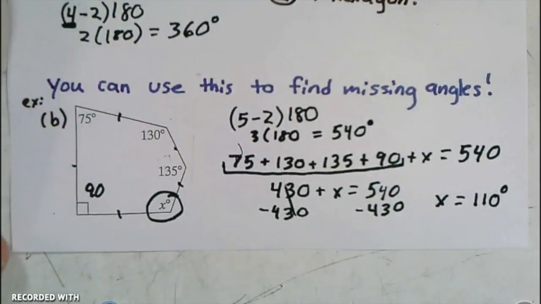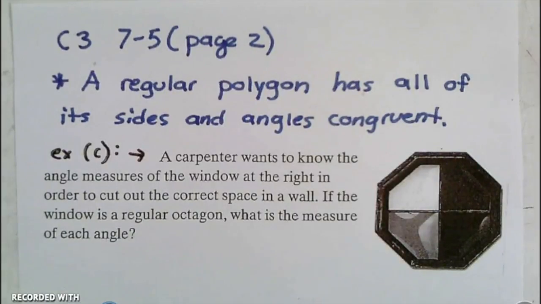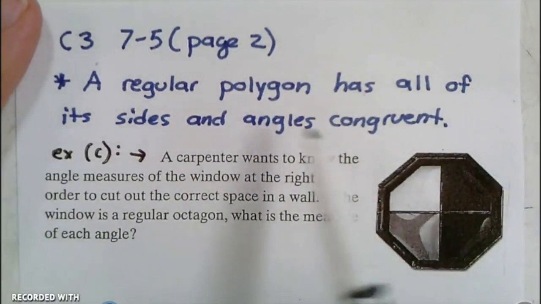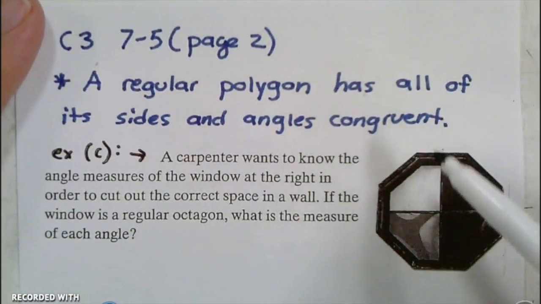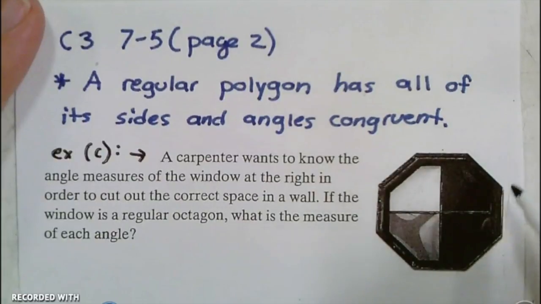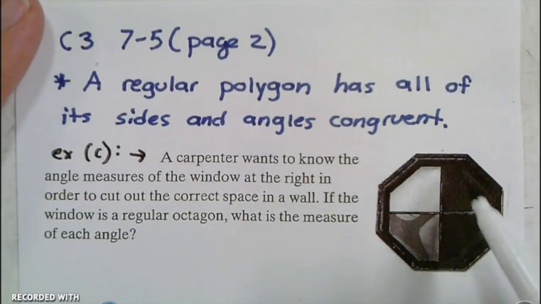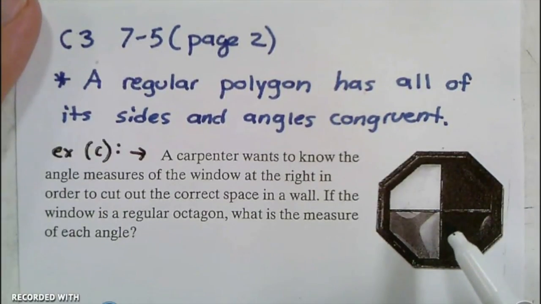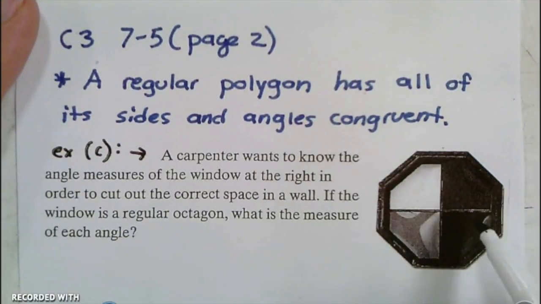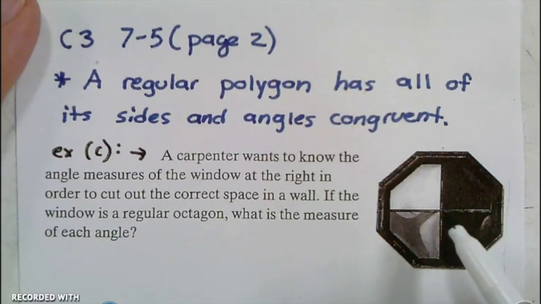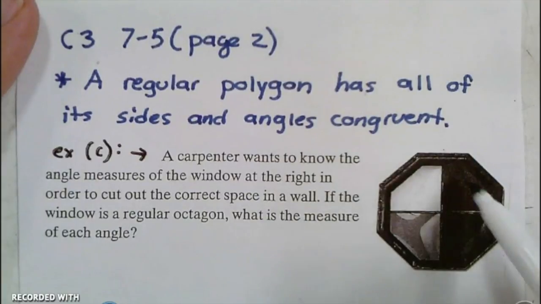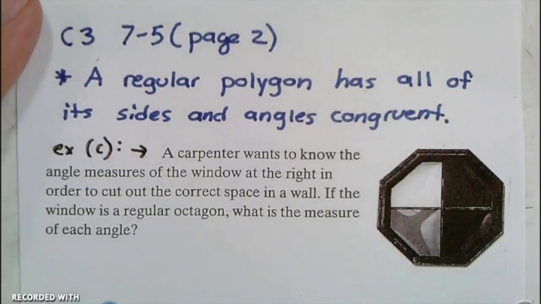And I could check that answer by plugging it in and adding them all up and making sure that I got 540. There's a second application for knowing the total interior measures, and that is that a regular polygon has all of its sides and angles congruent. So what that means is since all of the angles are going to be congruent, if I find out the total interior measures of a regular polygon, I can divide that number by the amount of sides or angles that it has, and that will tell me what each angle measure is.